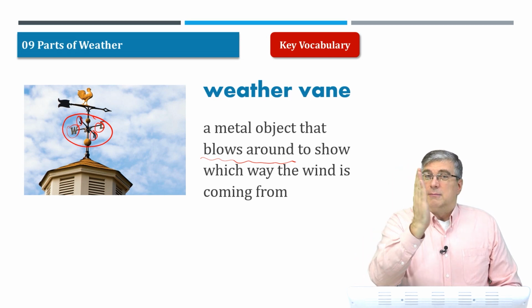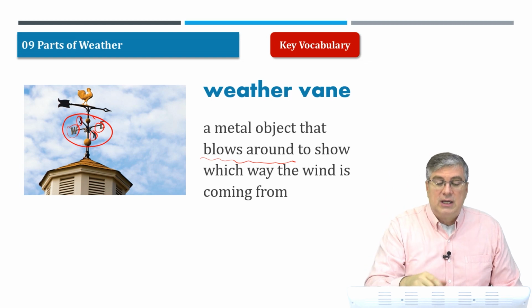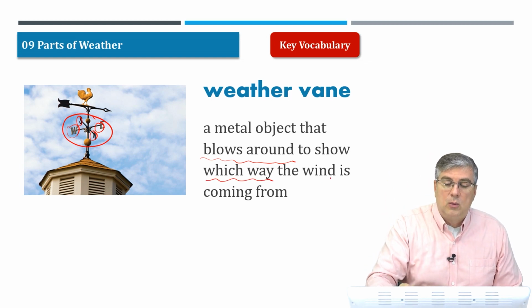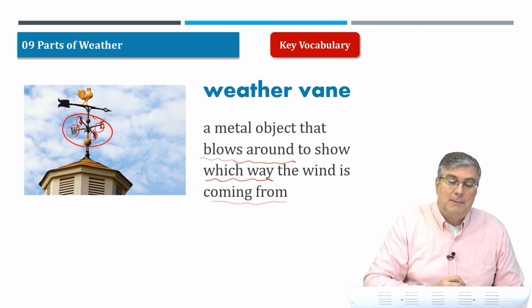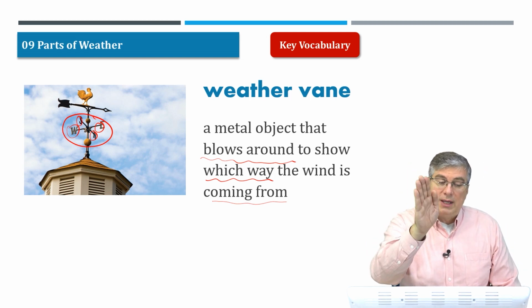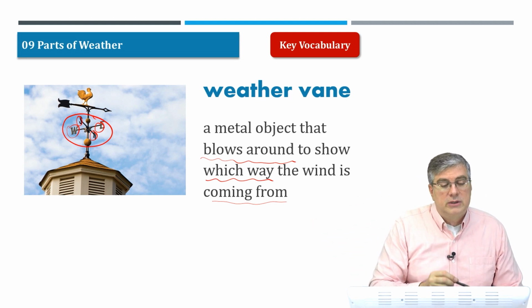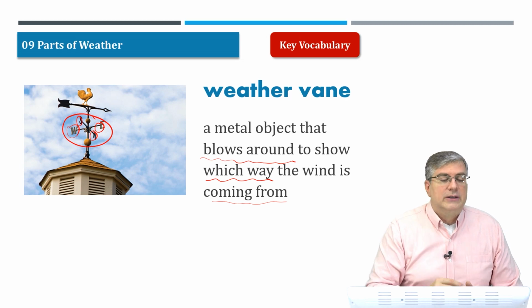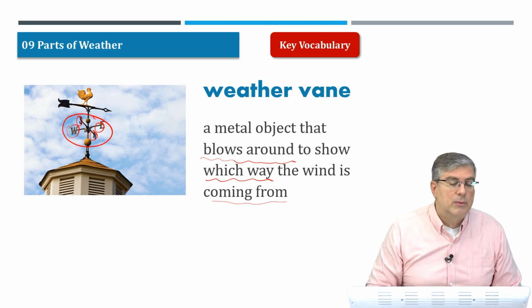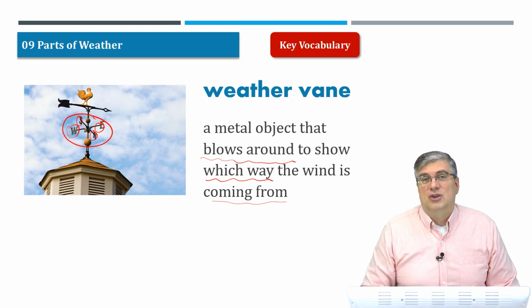Blows around means it moves. It moves around, and it can move 360 degrees to show which way the wind is coming from. So in this picture, we can see the wind makes the weather vane move in a certain way, and it points to the direction that the weather is coming from. So it looks like here, the weather is blowing in the direction of, looks like east, maybe a little bit north, okay? So it's coming from the south, or it's coming from the west, maybe a little bit south. That tells you which direction the wind is coming from.